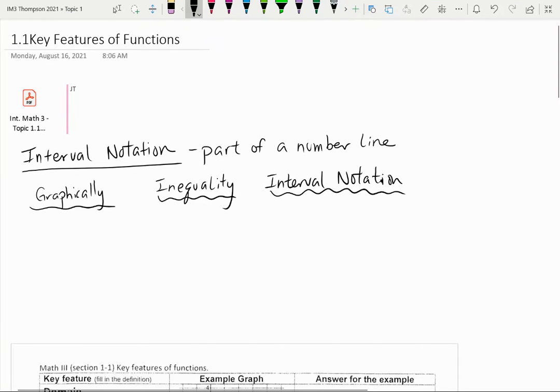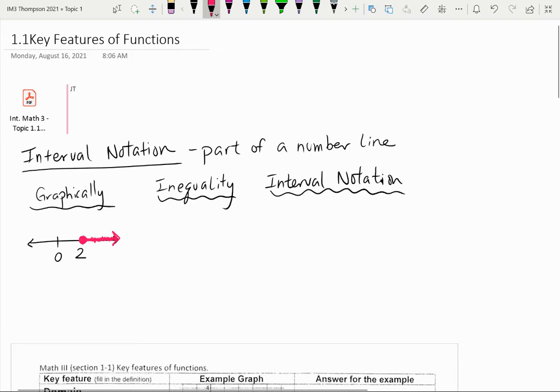Okay. So key features of functions, we're going to start off by talking about what is interval notation. We have looked at these things graphically in math classes before. We've looked at how to write them as an inequality, and today we're going to expand on that. So if I come up with a number line graph here, let's say I've got a closed circle on 2, and I've got this part of the number line shaded.